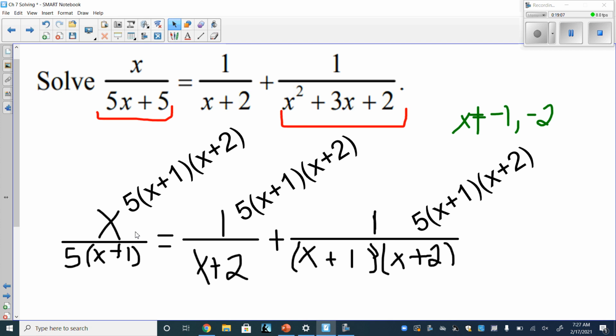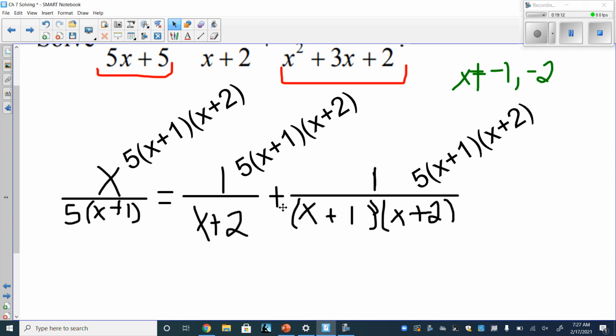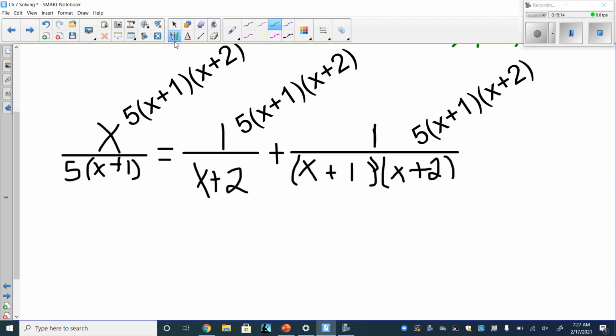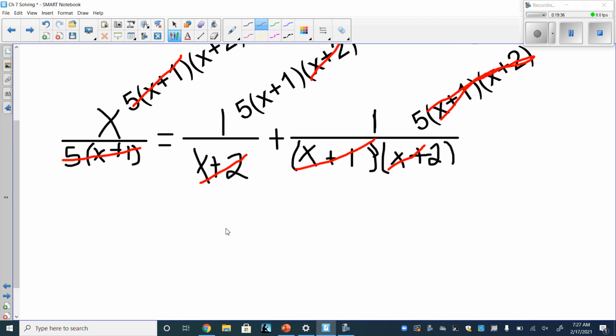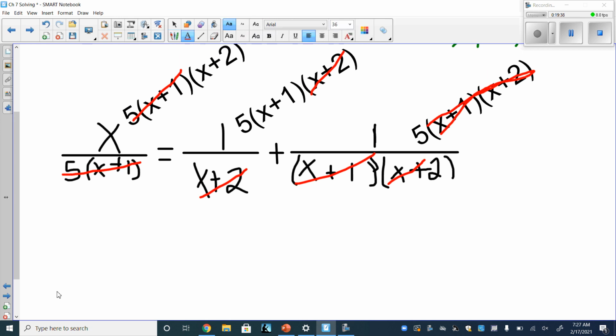So we're going to end up multiplying each one of these terms by 5 times x plus 1 times x plus 2 to get the denominators to simplify. And we look at this here, so 5 times x plus 1 and 5 times x plus 1 would simplify. X plus 2 and x plus 2 would simplify. And here x plus 1 and x plus 2, both of these would simplify out. And that's it with our simplification. Now we still need to solve, but before we solve, we need to see what we have left.